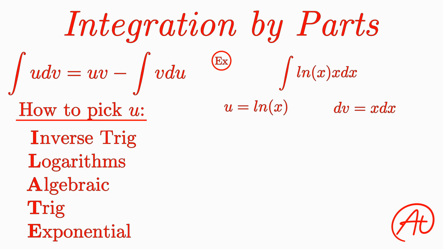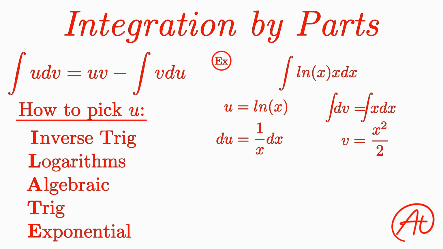Alright, now that we have these, we can start finding the rest of the parts of the formula. To find du, we can take the derivative of u to get that du/dx is equal to 1 over x. And multiplying both sides by dx, we get that du is equal to 1 over x dx. Then to find v, we can take the integral of both sides of our dv equation to get that v equals x squared over 2 from the integral power rule.